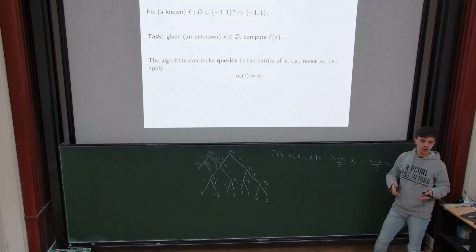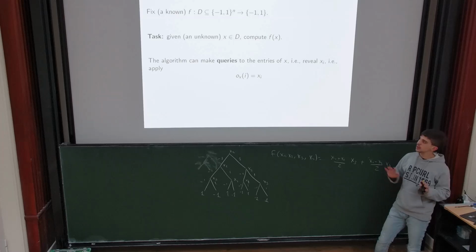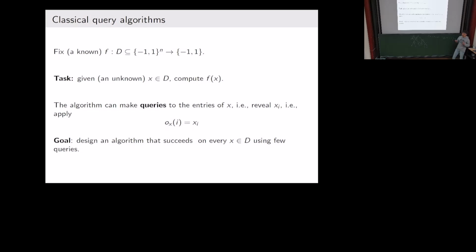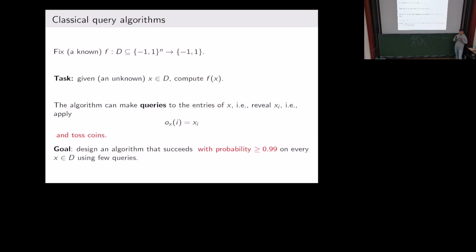It's not very important for this talk, but for the people that are not familiar with computer science, maybe it's nice to have an idea of what are the objects that we are going to care about. And of course, in general, the goal is to try to design an algorithm that succeeds on every element of the domain using few queries. Before saying that, I want to say that we are also going to allow the algorithm to make random decisions, meaning that in between it can toss coins. And we are going to ask the algorithm to be correct with high probability and not always, like just with 99% probability.